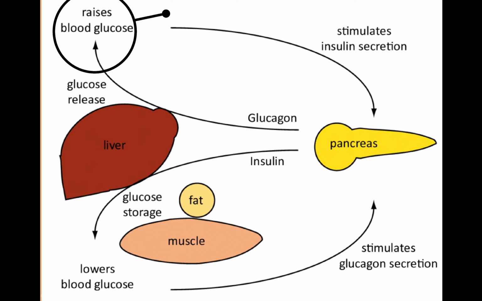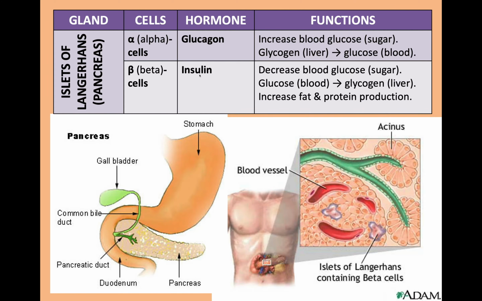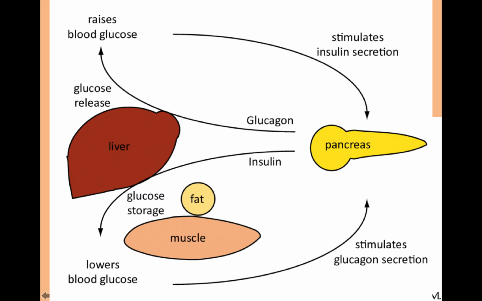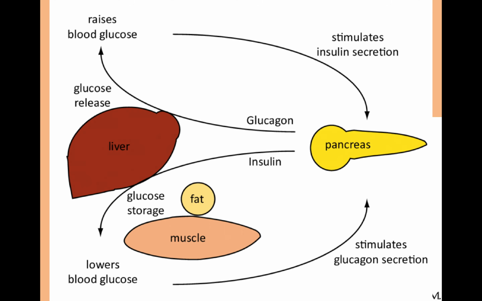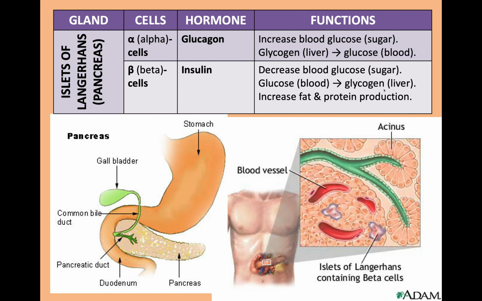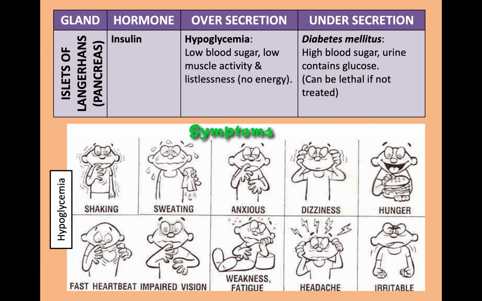When the blood glucose levels are extremely high in the blood, then the pancreas will release insulin. That insulin will decrease the blood glucose level, bringing it back to normal. How does it do that? Well, the insulin will convert the glucose that's prevalent in the blood, changing it into glycogen in the liver. This helps to lower the blood glucose levels, bringing it back to normal.